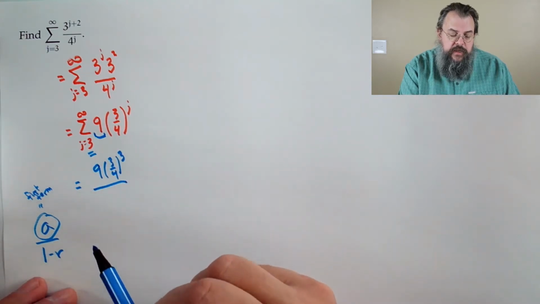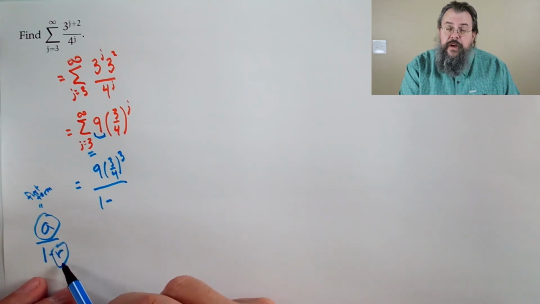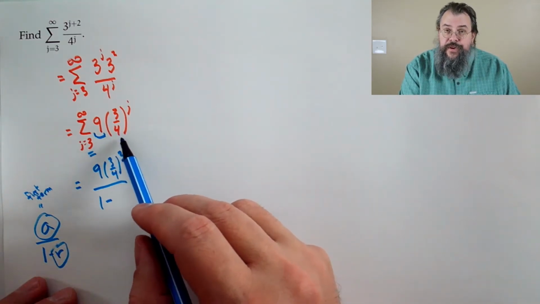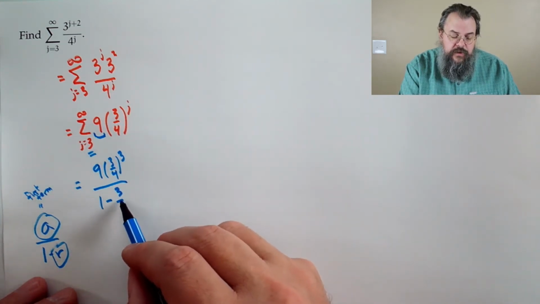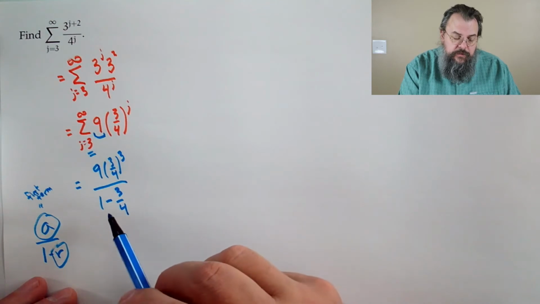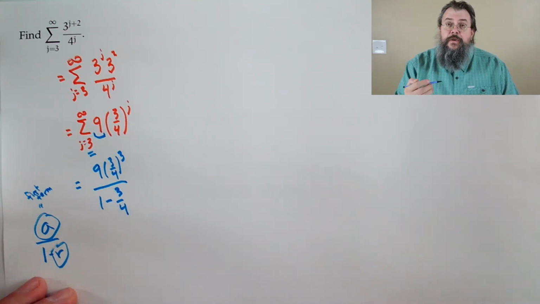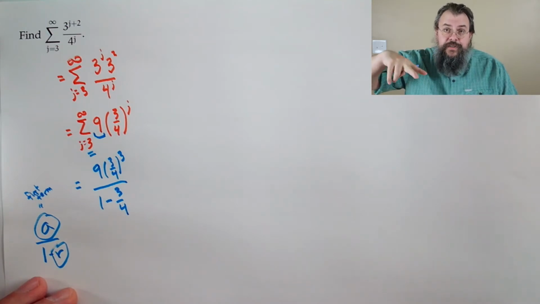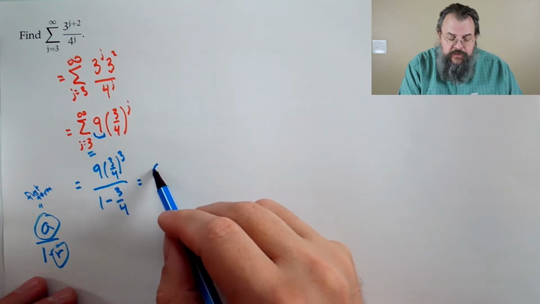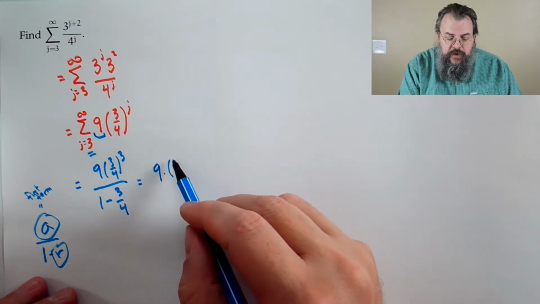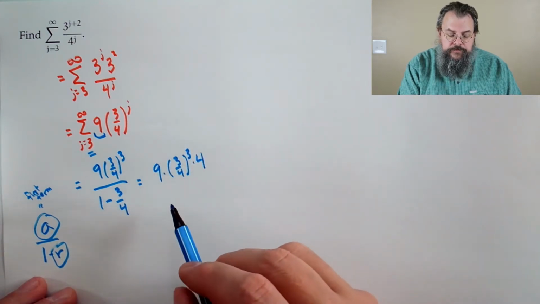Divide that by 1 minus r. Okay, that's our multiplying factor, so that's the 3/4, what you see raised to a power. So that's 1 minus 3/4. Great, well, that's not so hard to work with. 1 minus 3/4 is 1/4. That's downstairs. You flip it over to bring it upstairs, it becomes a 4. So we really have 9 times (3/4) cubed times 4.